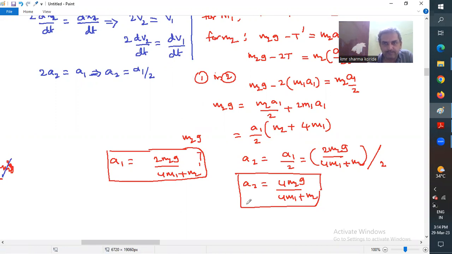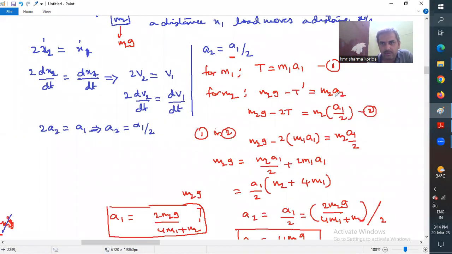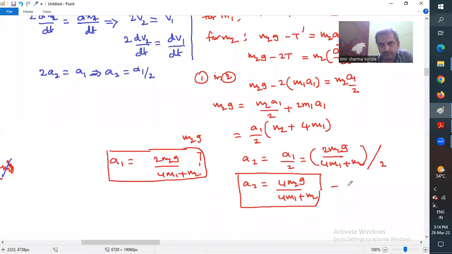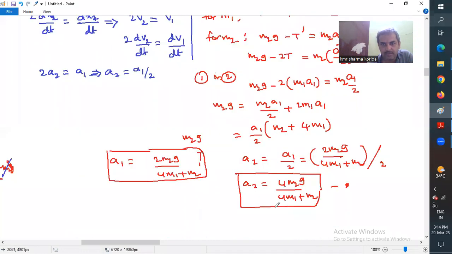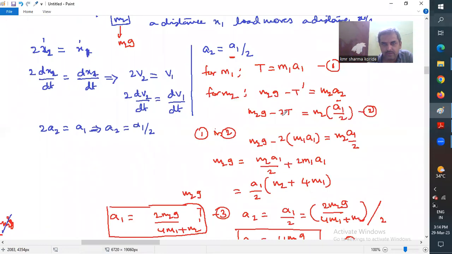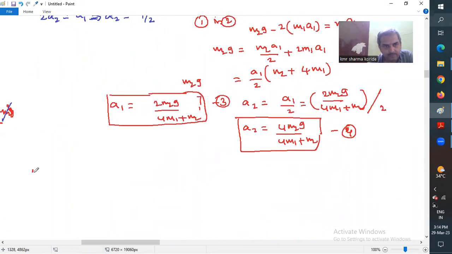Suppose if you substitute a2, you'll get T dash. Okay, substitute this equation. Let us say this is the equation 2, 3. This is acceleration a1. We call this 3. This is 4. If you substitute 4 in 2, therefore m2g minus T dash is equal to m2 a2. a2 is 4m2g by 4m1 plus m2.